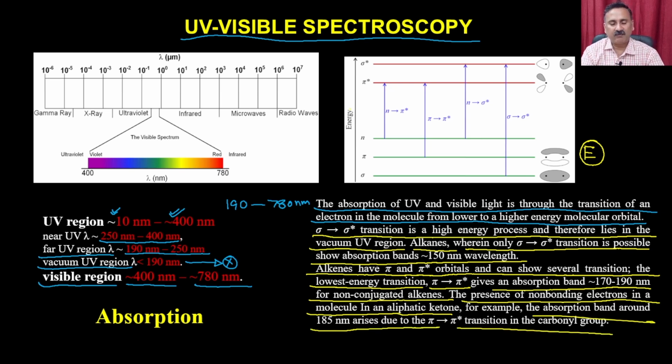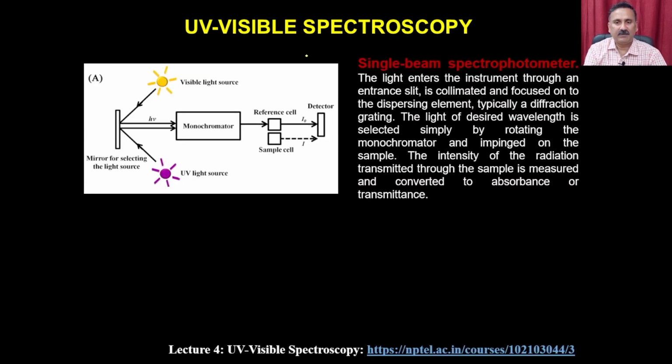So when you want to perform UV visible spectroscopy, you are going to use a spectrophotometer, which measures the UV visible spectrum and gives you the spectra. The spectrophotometer can be of two types: a single beam spectrophotometer, or a double beam spectrophotometer.